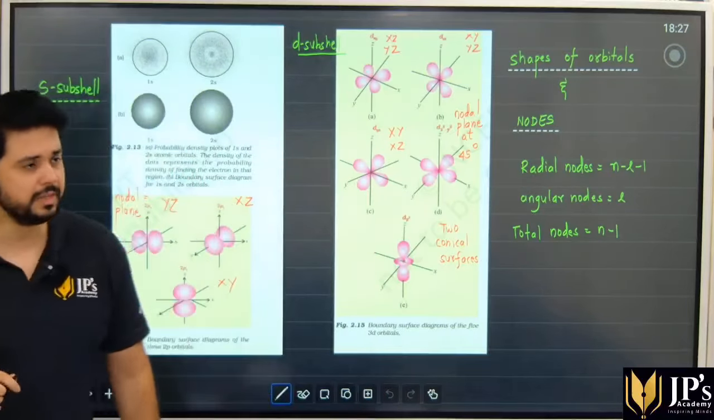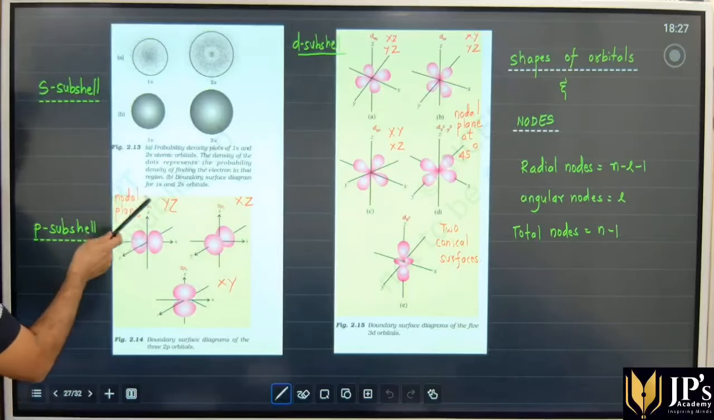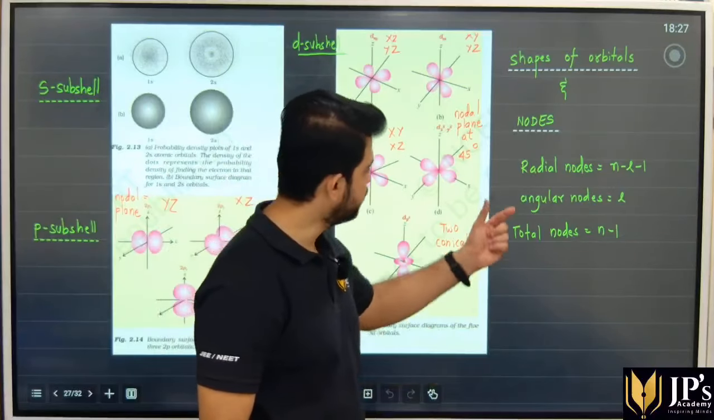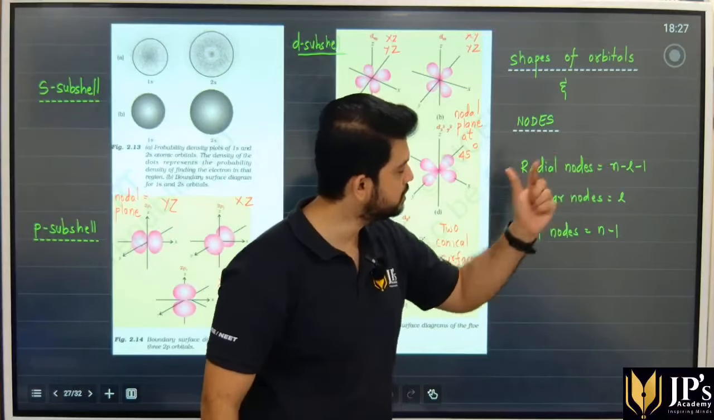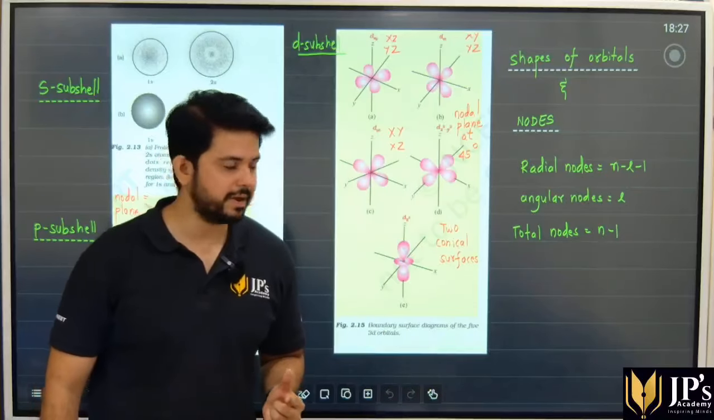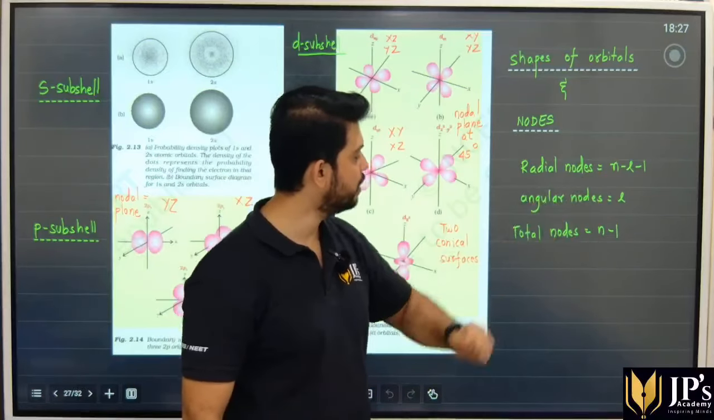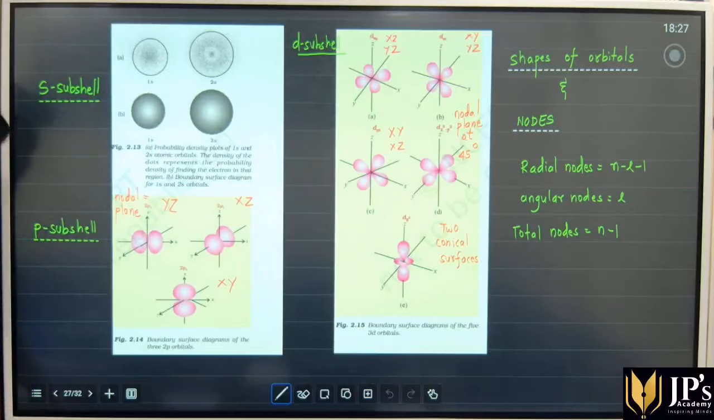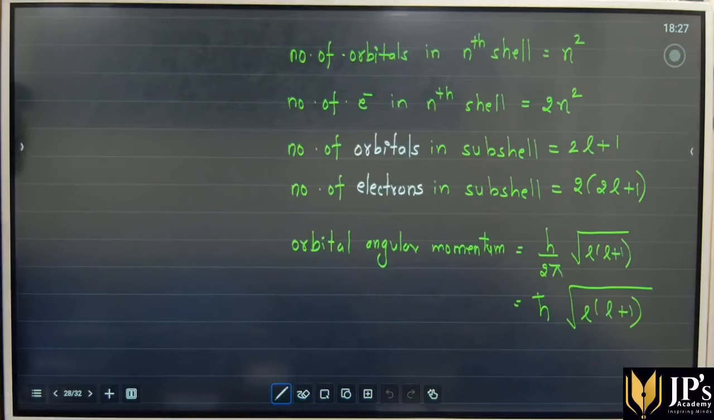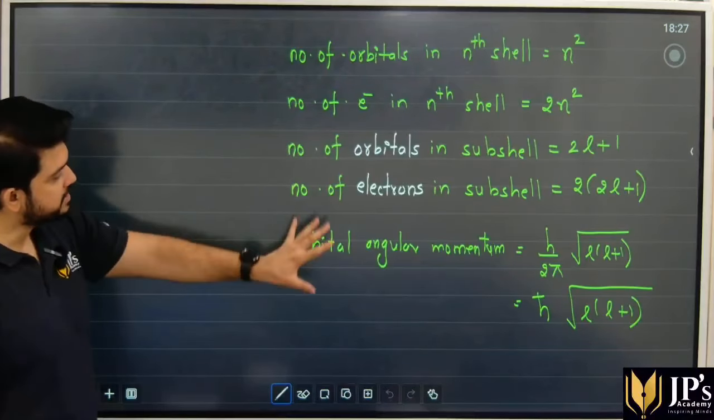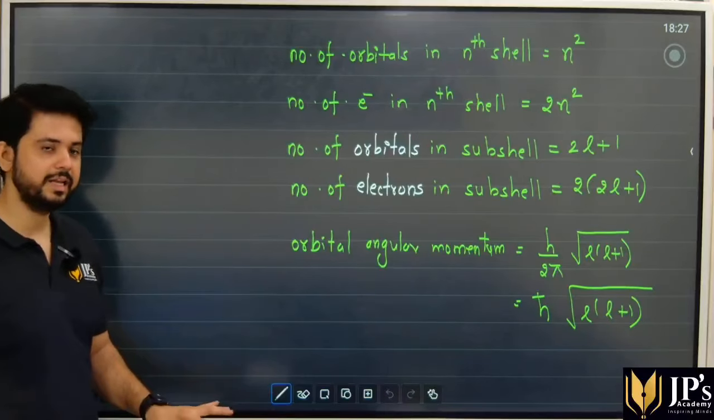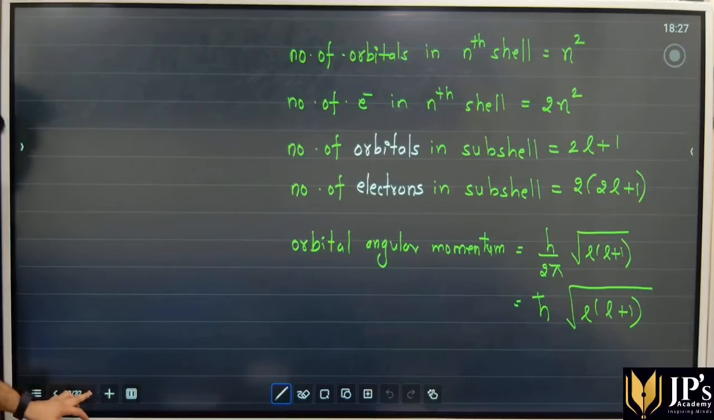Now, I have written, students, in red the corresponding nodes and the nodal plane. I've also written the formula for radial nodes. The formula for radial nodes is n minus L minus 1. For angular nodes it is L, and the total number of nodes is n minus 1. Next, students, I've written some specific formulas for you. These formulas will help you to directly get answers. You can quickly copy them.